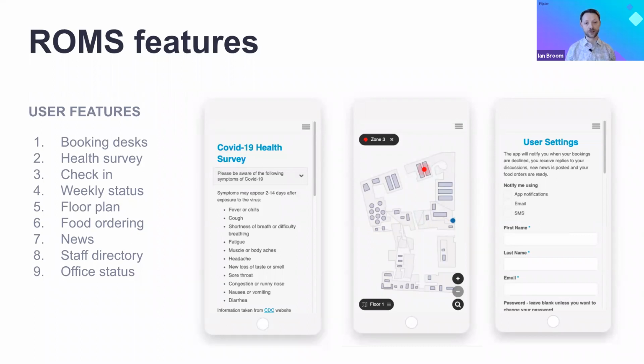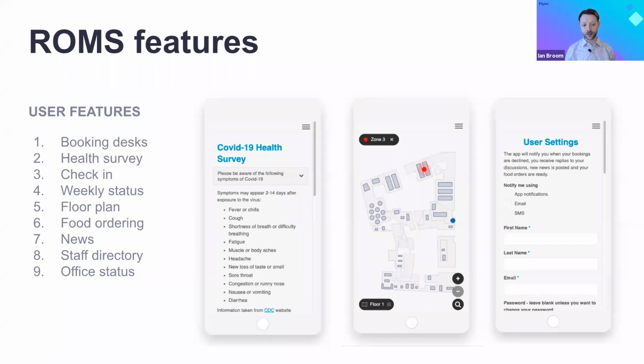Basically, we have a suite of user features, which predominantly includes booking desks, health surveys, and the ability to check in and check out of offices or spaces within offices, and set their weekly staff status, which is basically where are you working. So you can set it as I'm on vacation, I'm working from home, I'm working from the office, I'm unwell, and it's a configurable list as well. Customers can change it if they want.